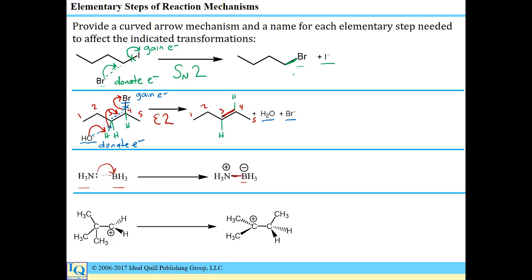So that's a pretty straightforward step. You just have a donation of electrons from the nitrogen to the boron. This could be described also as a simple Lewis acid-base reaction. We can also call this coordination.